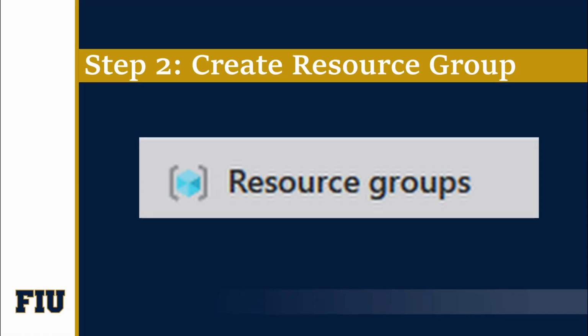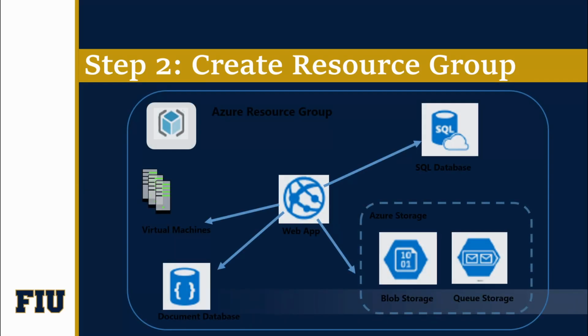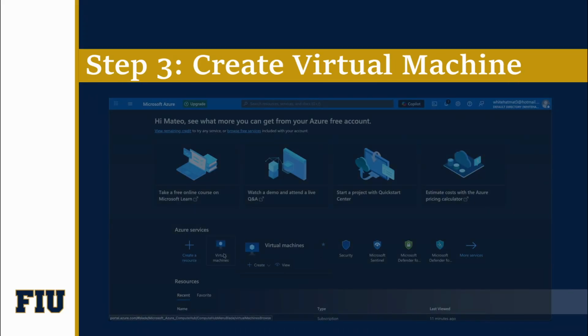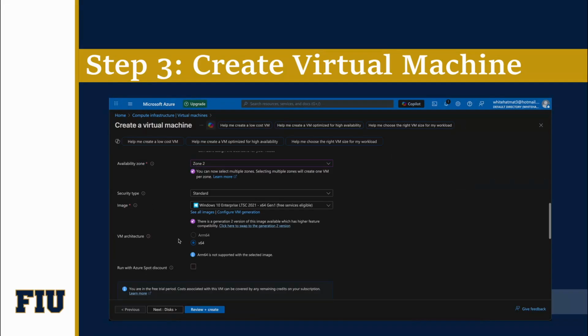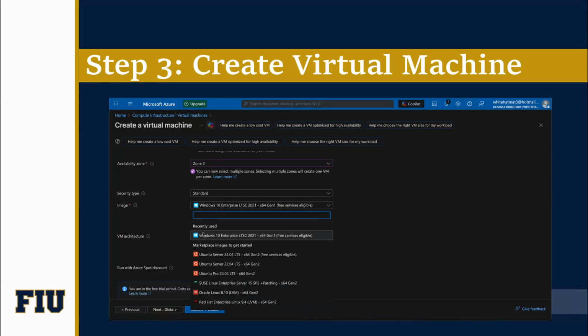Once logged in, we need to create a resource group. This will be the container that holds all related sources of your project, such as the virtual machine, log analytics, etc. Then, we will create a virtual machine. For this project, we used Windows 10. Make sure to pay attention to the monthly cost.